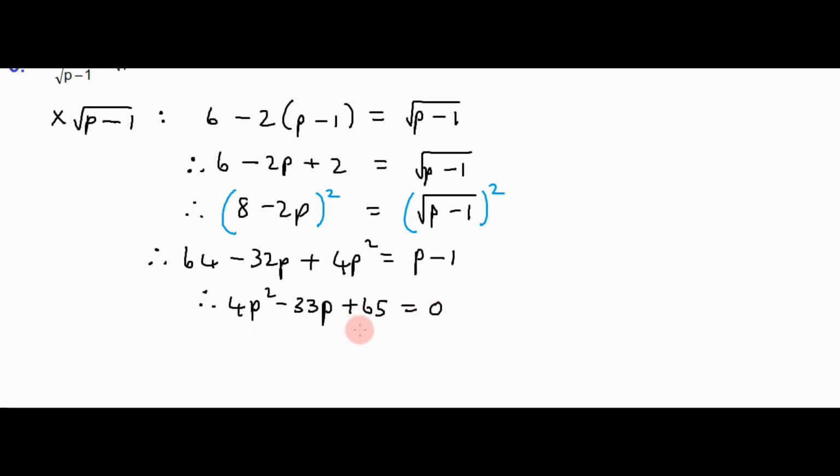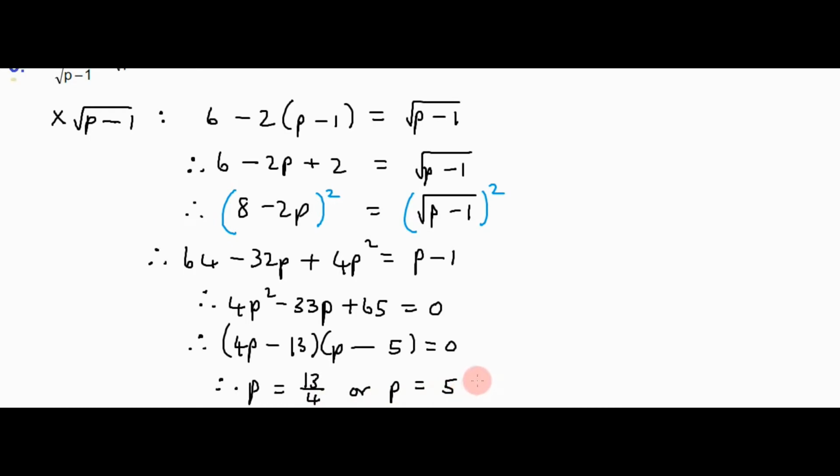Now we have a trinomial in p, and we can factorize. We could of course use the quadratic formula here as well. So 4p times p gives us 4p squared, and 13 times 5 will give 65, and we need 2 minuses. A minus times a minus will give a plus. And solving for p, p will equal 13 over 4 or 5.